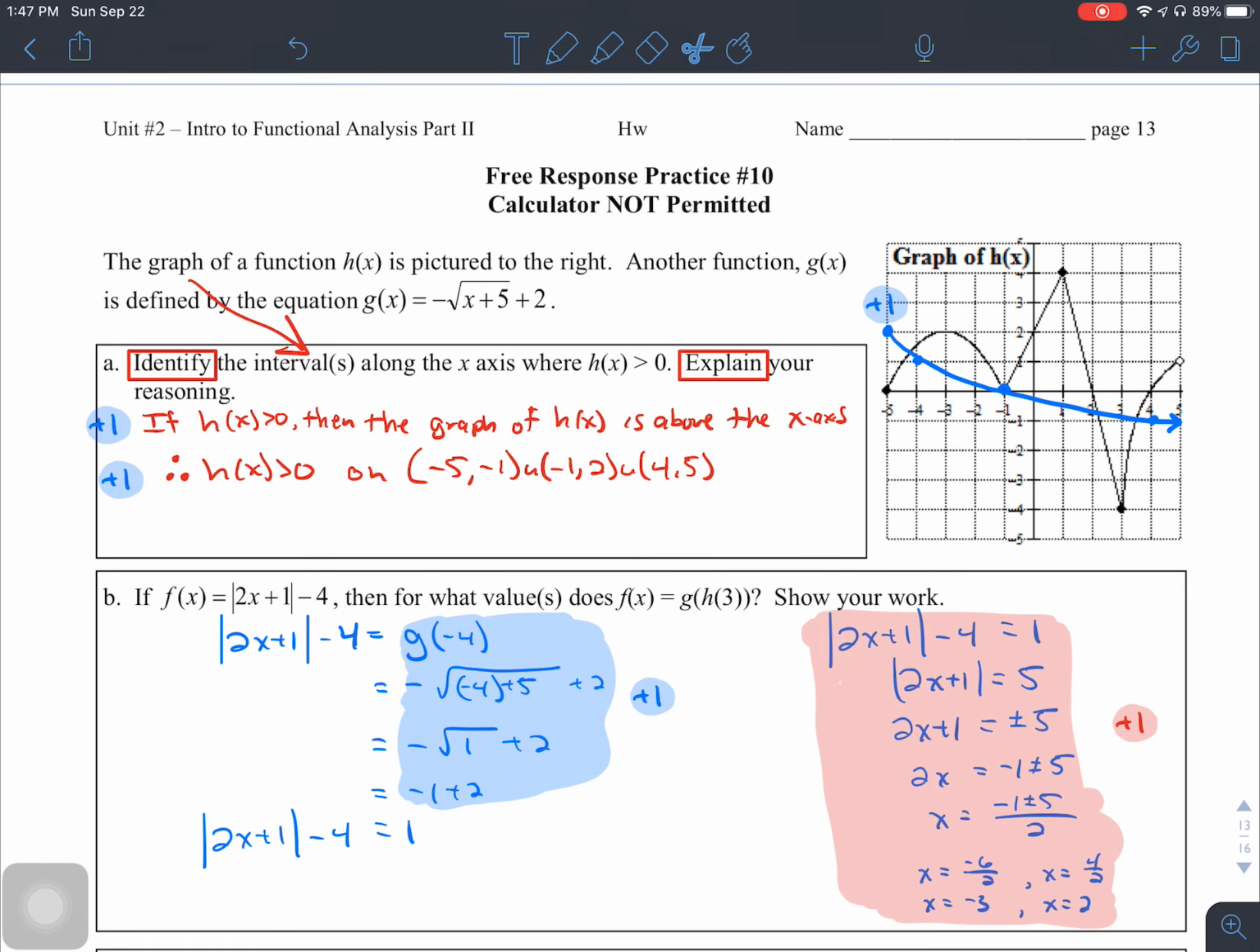Identify the intervals along the x-axis where h of x is bigger than 0. Explain your reasoning. I'm going to explain my reasoning first. If h of x is bigger than 0, then the graph of h of x is above the x-axis. So when is it above the x-axis? Just to the right of -5, just before you get to -1, just after -1, just before 2, and then right after 4 to 5, non-inclusive. So that's 1, 2, 3 intervals: -5 to -1, -1 to 2, and then from 4 to 5, all non-inclusive.